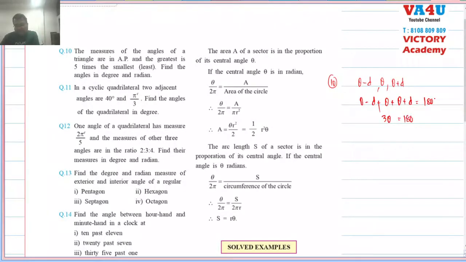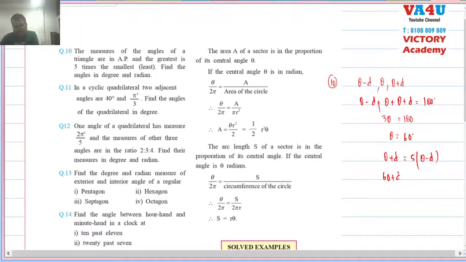So 3 theta is 180. So theta is 60 degrees. Okay. And the greatest is 5 times the smallest. Greatest is theta plus d, which is 5 times the smallest, theta minus d. So 60 plus d is 5 into 60 minus d, which is 300 minus 5d. That is 60 plus d. So 300 minus 60 is equal to d plus 5d. So 6d is 240. So d is 40.